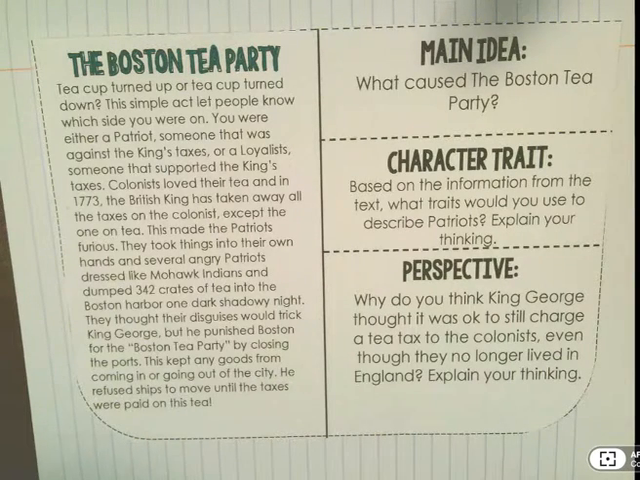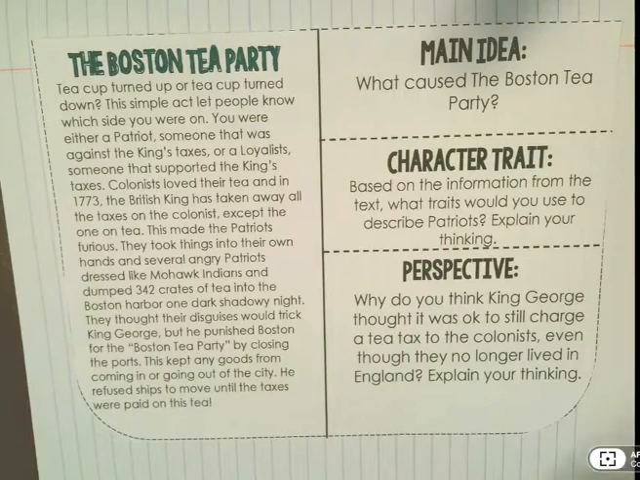They took things into their own hands, and several angry patriots, dressed like Mohawk Indians, dumped 342 crates of tea into the Boston harbor. One dark, shadowy night, they thought their disguises would trick King George, but he punished Boston for the Boston Tea Party by closing the ports. This kept any goods from coming in or going out of the city. He refused to let ships move until the taxes were paid on this tea.